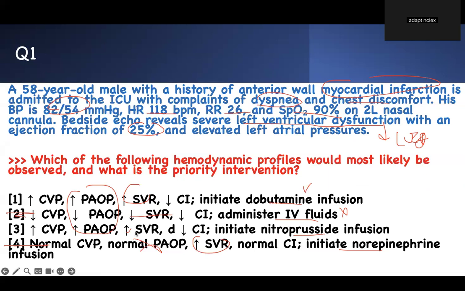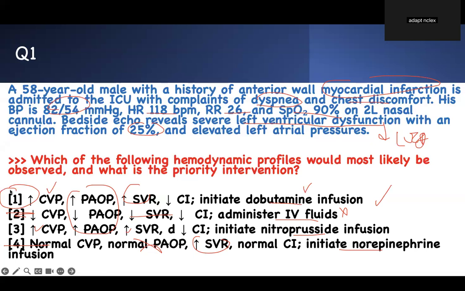My cardiac index, right, is supposed to decrease because of poor cardiac output. So 1 and 3 are still there, right? My CVP is going to increase because blood is going to back up. So this and that is good. But what do I have? Would I pick dobutamine or nitroprusside? I'm going to pick dobutamine. So 1 is the better answer.